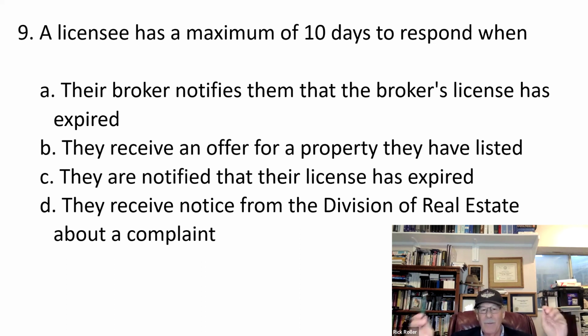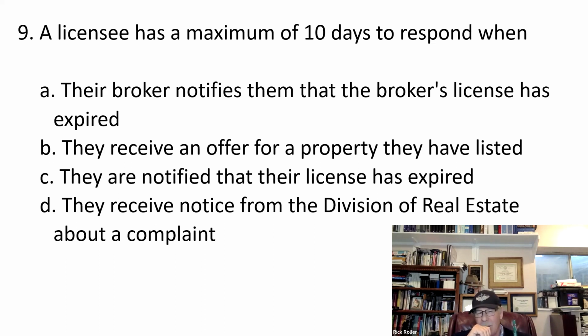But if it was an entity, it probably didn't expire. They're probably watching it more closely. There's a lot of good reasons to have your broker as an entity. But the main one is that they're a non-breather, so they're not going to die. If your broker did die, the division allows a reasonable time for another living and breathing broker to come in and take over that entity. But the nice thing is you don't lose your listings. Licensee is minimum 10 days to respond.